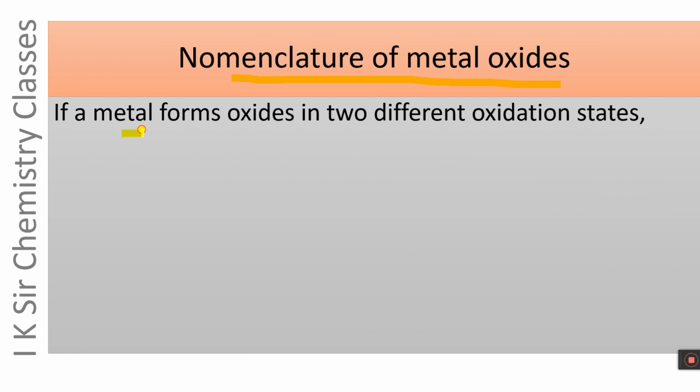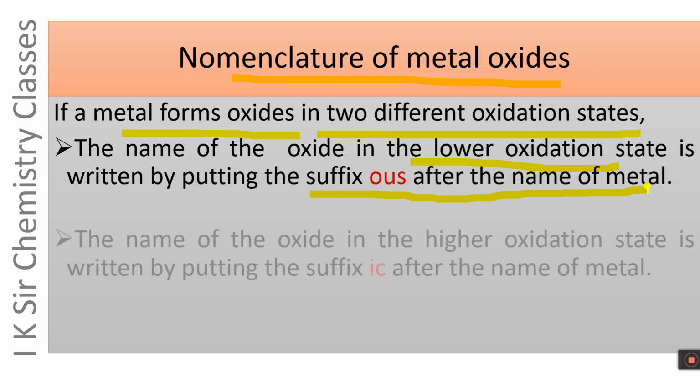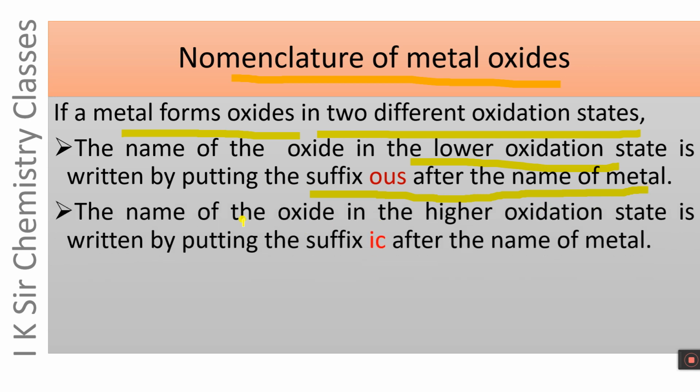If a metal forms oxides in two different oxidation states, the name of the oxide in the lower oxidation state is written by putting the suffix "-ous" after the name of metal, while the name of the oxide in the higher oxidation state is written by putting the suffix "-ic" after the name of metal.